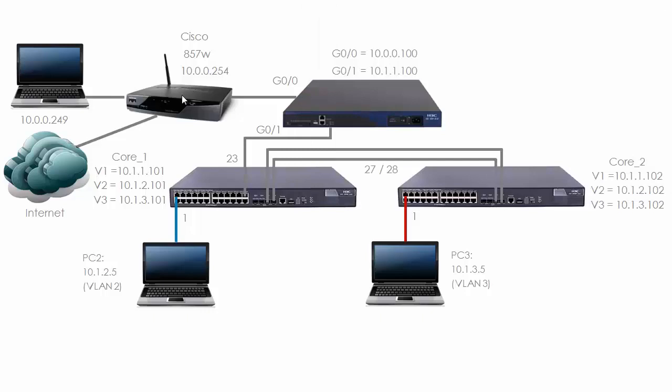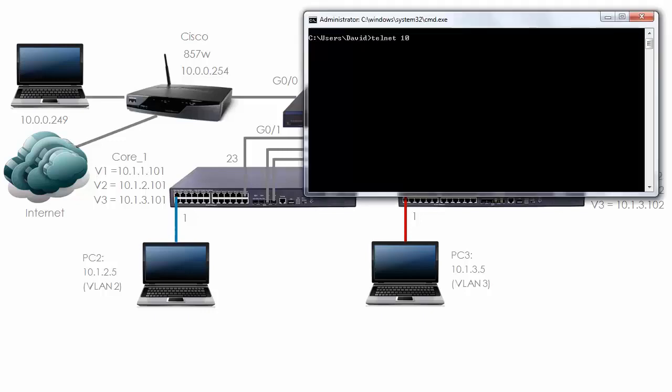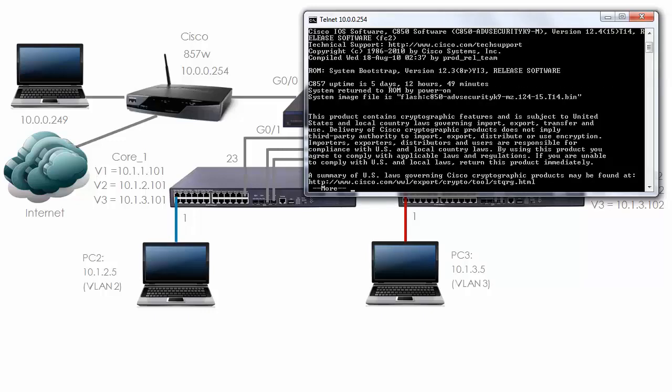The reason why is the Cisco router needs to learn about these routes from the MSR. Now the MSR has already been configured with RIP, so have the two core switches, but has the Cisco router been configured with RIP? So, telnet 10.0.0.254, login. As you can see, I'm connected to a C857. Show version shows me that this is a Cisco router, and it's a Cisco 857 router.